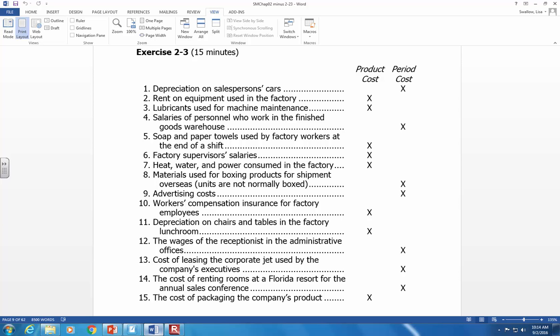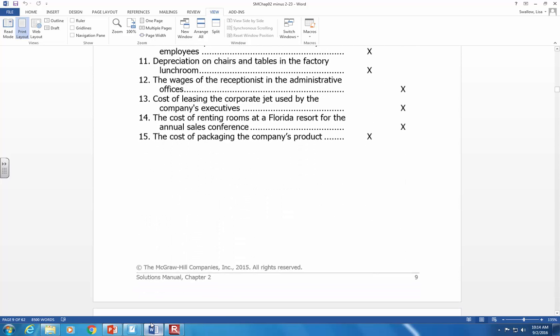Depreciation on chairs and tables in the factory lunchroom, because it's factory workers, anything to do with factory workers, product cost. Wages of the receptionist, period. Cost of leasing the corporate jet used by the company's execs, period cost. Rent rooms at the Florida resort for the annual sales conference, period. And the cost of packaging the company's products, product cost.